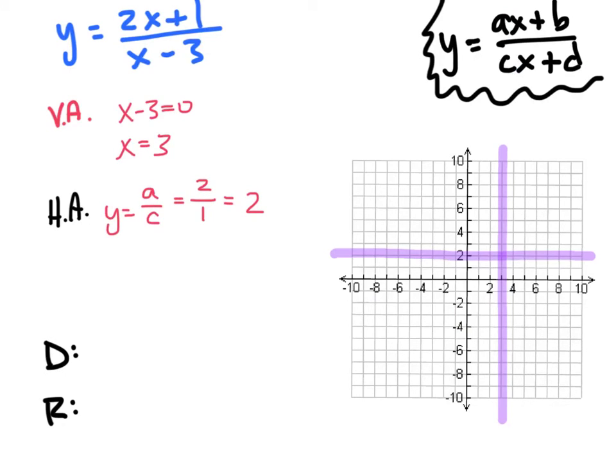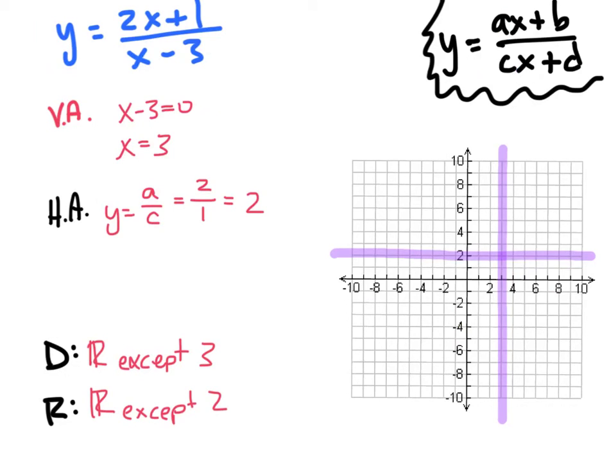Since we've done the vertical and horizontal asymptotes already, let's go ahead and list out the domain and range. What's the domain? All real numbers except what? 3. All real numbers except 3, and that comes from the vertical asymptote. Then the range is all real numbers except my horizontal asymptote of 2.